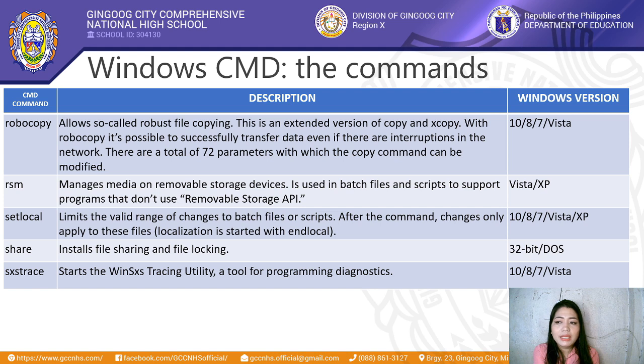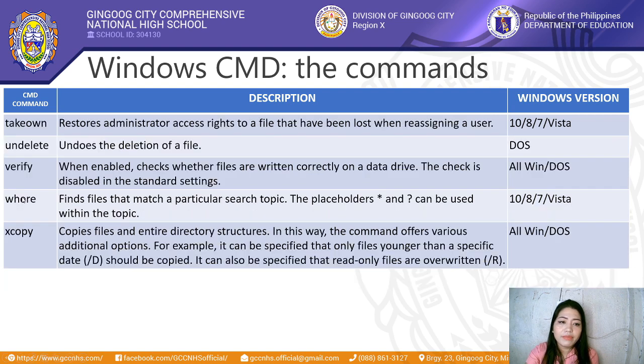Set local limits the valid range of changes to batch files or scripts. Share installs file sharing and file locking. SXS Trace starts the WinSXS tracing utility. We also have take own, which restores administrator access rights of files that have been lost when reassigning a user. Undelete undoes the deletion of a file. Verify, when enabled, checks whether files are written correctly on a data drive. Where finds files that match a particular search topic. Xcopy copies files and entire directory structures.